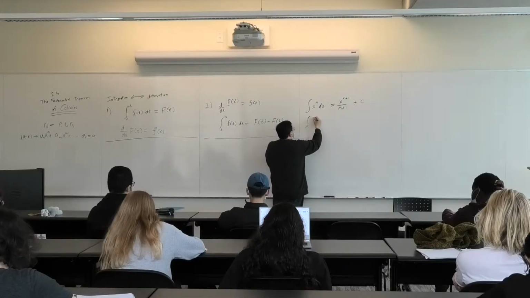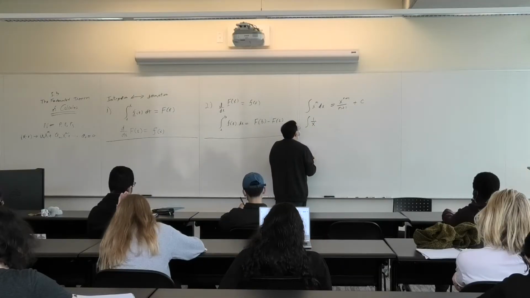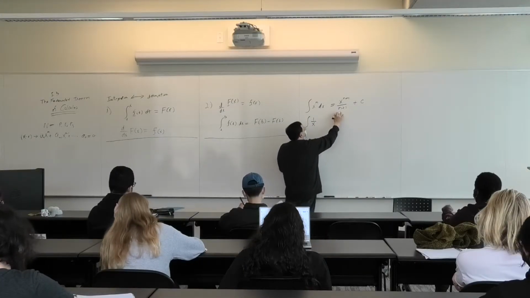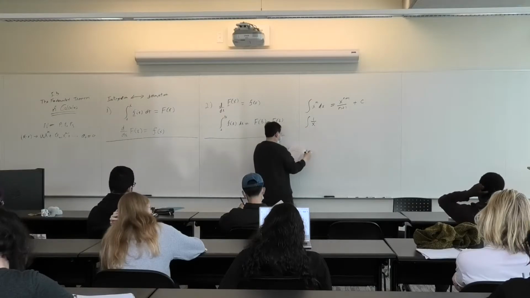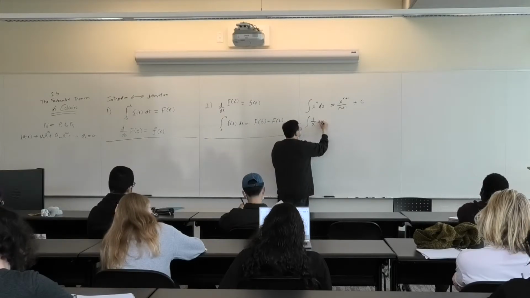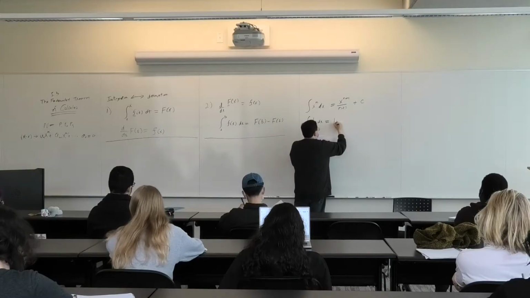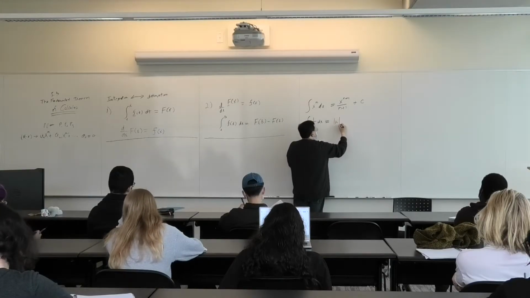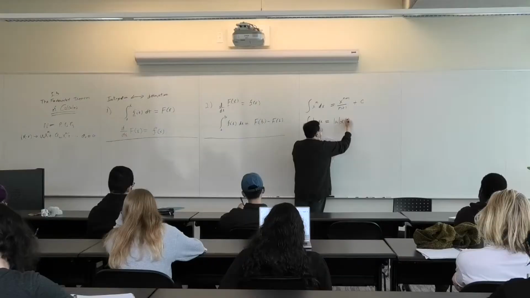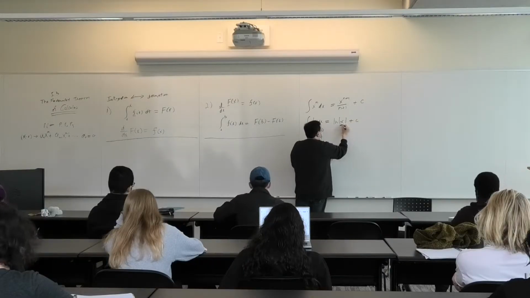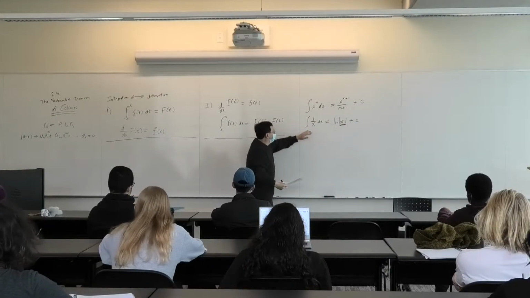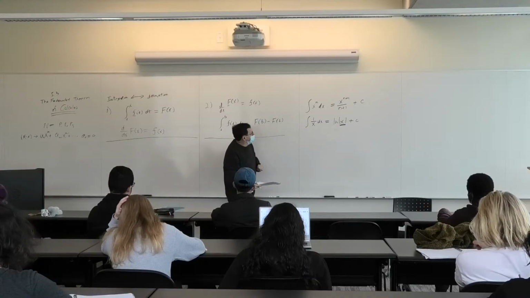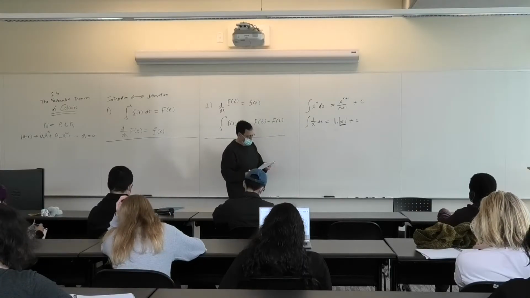We have 1 over x. This doesn't work for -1. So for -1 we need a special formula. This is the natural log of x, but we need the absolute value because we can't find the log of a negative number.